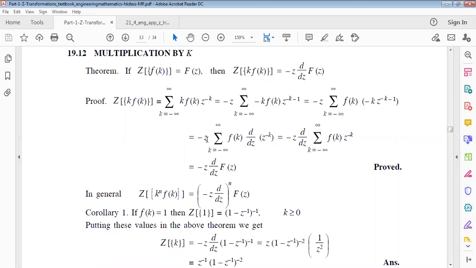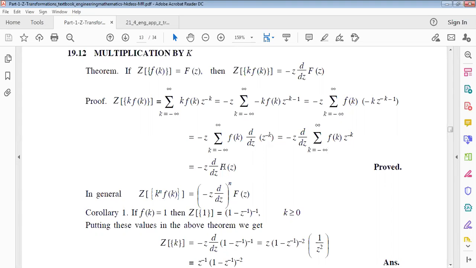Remember it. So minus z times this equals the summation from minus infinity to plus infinity of f of k z to the power minus k. That means differentiation can be taken inside, because this is with respect to z only, all other terms will be constant. So this equals minus z into d/dz of f of z.